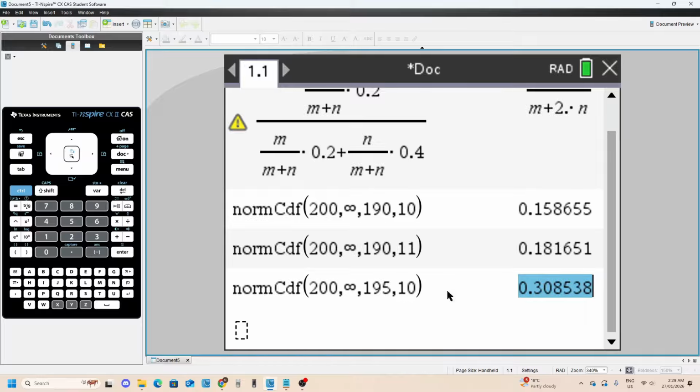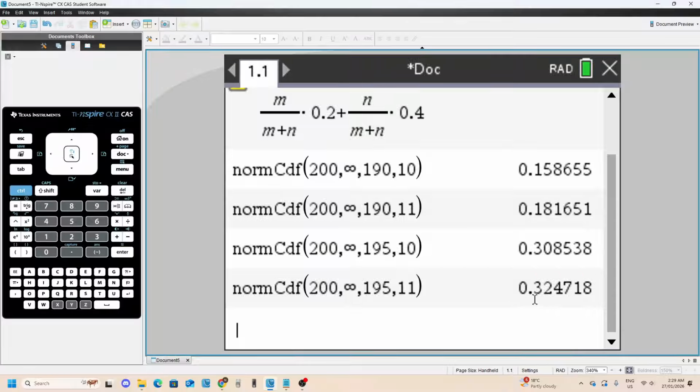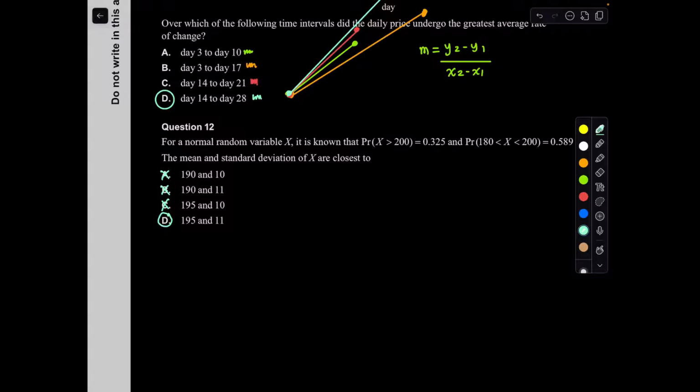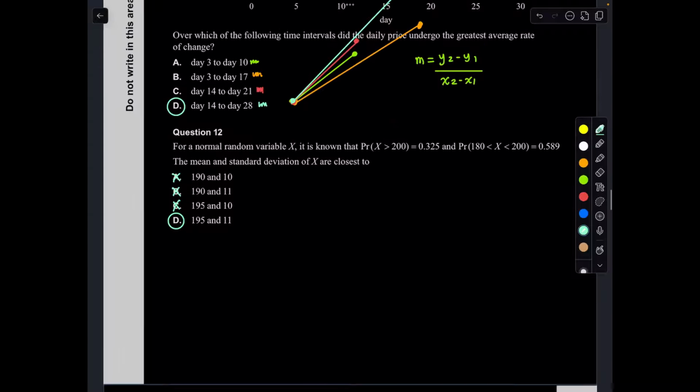And then let's try D, which basically just means the standard deviation is 11. And this is absolutely correct, 0.325. So D is correct. Do you see how quick that is? You want to be as quick as possible in the exam. Find the shortest, quickest method. Easy? All right.